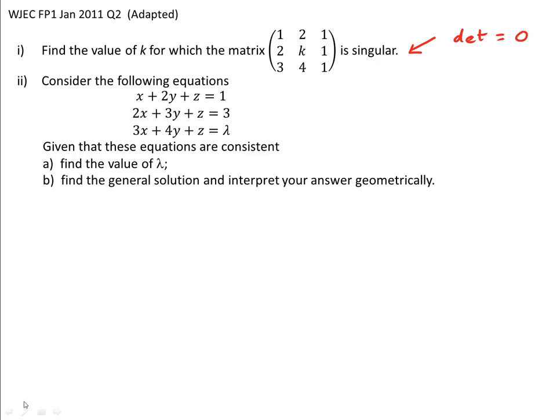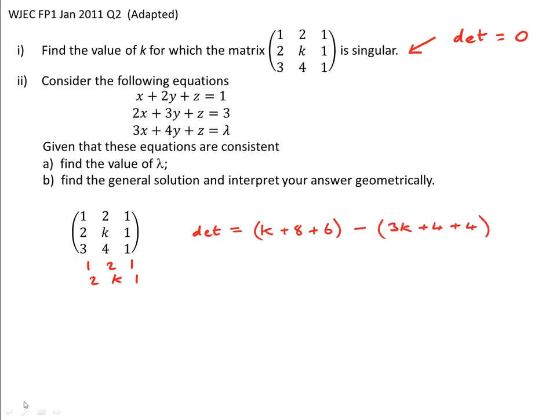We've got to work out the determinant of the matrix (1, 2, 1; 2, k, 1; 3, 4, 1). So there's the matrix, and we repeat the first two rows underneath the matrix, and then we can start our determinant calculation. The positive terms in the determinant are going down the diagonals from top left to bottom right. First one is 1 times k times 1, which is k. The second one is 2 times 4 times 1, which is 8. And the final one is 3 times 2 times 1, which is 6.